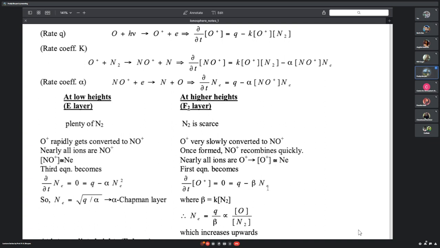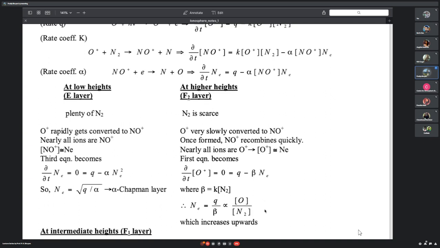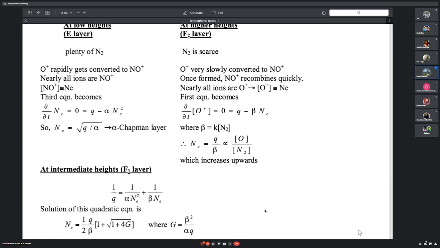So Q minus beta Ne in the steady state. So Ne becomes equal to Q by beta, and this is proportional to O by N2, concentration of O divided by concentration of N2. Okay, this N2 comes here. This is beta, and your Q is only O. So you get Ne equal to Q by beta, proportional to O by N2.